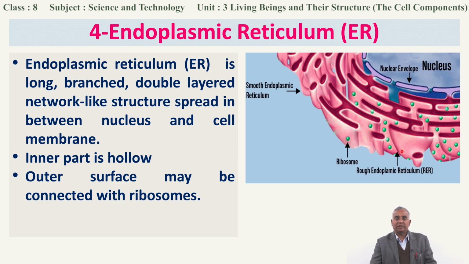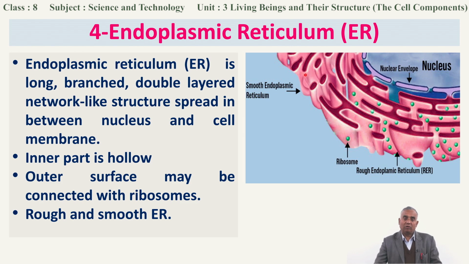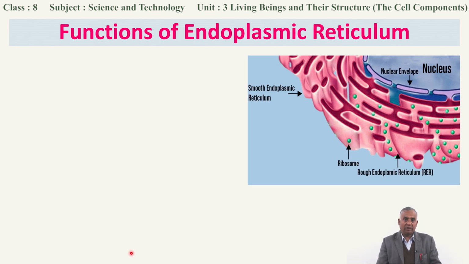So, that part which is connected with ribosome is called rough endoplasmic reticulum, rough ER. And that one which is not connected with ribosome, that is called as what? Smooth ER, or smooth endoplasmic reticulum. So, endoplasmic reticulum may be rough or smooth. Okay. Now, what is the function of endoplasmic reticulum?